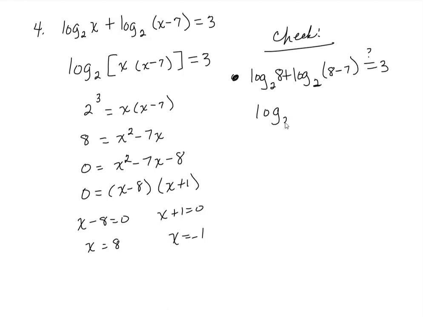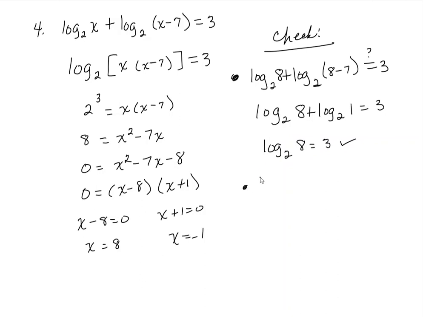Well, in this second term here, go back and correct that. Forgot to put my 8 in there. In the second term, I have 8 minus 7 is 1. Now I've got two logs that I can combine into one logarithm by multiplying the two numbers. 8 times 1 is 8, and this is 2 to the third power is 8, so that checks.